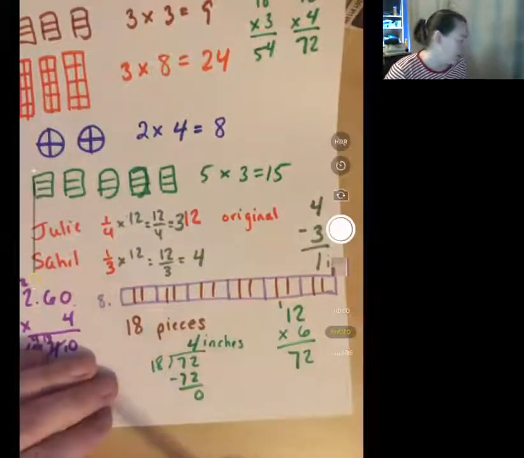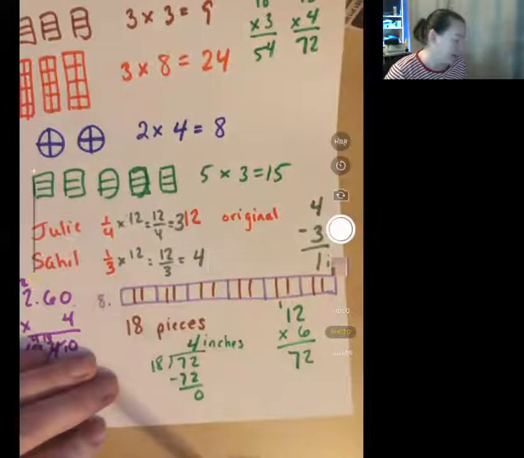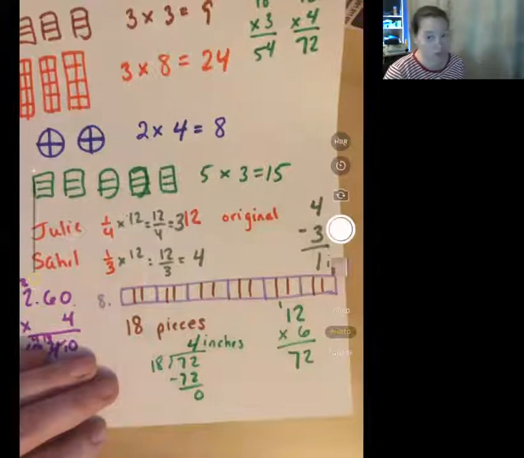When you look back at problem 8, write a similar problem by changing the length of paper and the size of the pieces. So you can change that however you want to. It'll be perfectly fine. Okay? You just need to substitute different numbers.